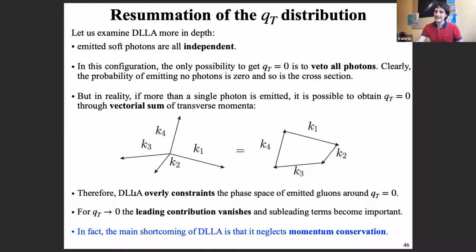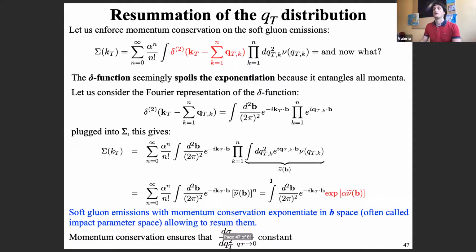So this means that the LLA overly constrains the phase space around qT equals zero. So there is something missing. This means that the leading contribution at qT equals zero actually goes to zero, such that the sub-leading contributions become important and have to be taken into account. In fact, the main shortcoming of the LLA is the fact that it doesn't implement momentum conservation. We didn't care about emitting some momentum, and we didn't take into account the fact that this would affect also the momentum of the final state vector boson.